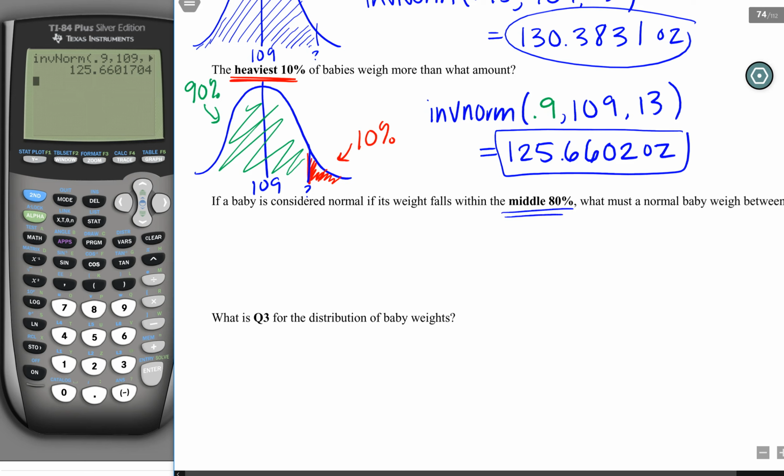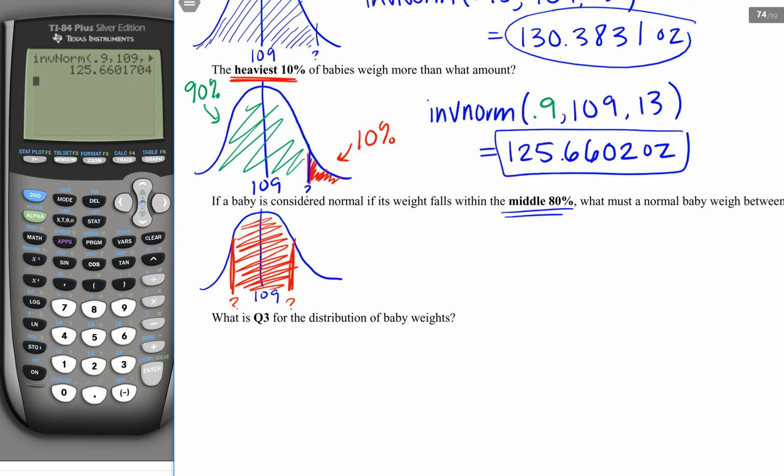All right, we could keep going. Next question we have is about a middle 80%. This 109 is still our mean. When we go to shade this, the middle percent is this thing, from the middle. So we're actually going to have two different baby weights. The baby weights are between. So if it's a normal baby, it weighs between this and this. Otherwise, we need to be doing something. So this is where we have to think about, okay, 80% is here.